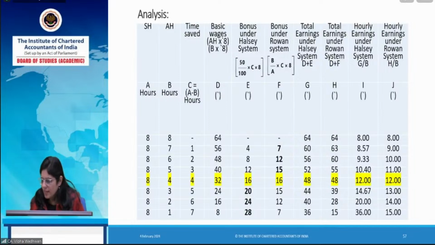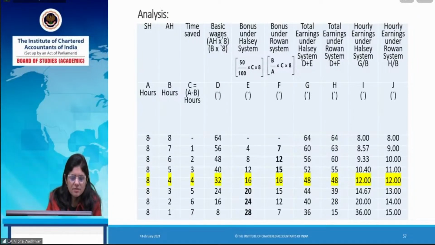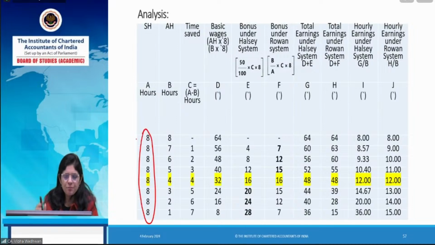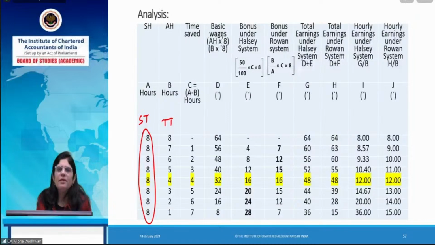So there is one analysis done. Of course, it's part of an illustration in your study material, so I've taken the analysis part. Now the student was asking which method is suitable and which method is advisable. If we just see the analysis, there are the standard hours. This is the normal hours which is allowed, and this is the time taken. These are the actual hours taken and this is the standard time. Clear? So we have taken all the combinations of time taken.